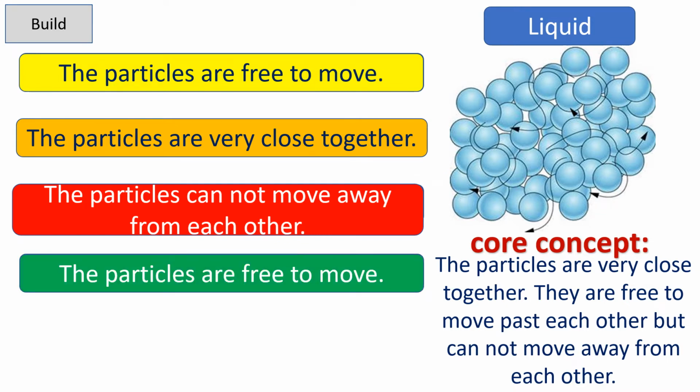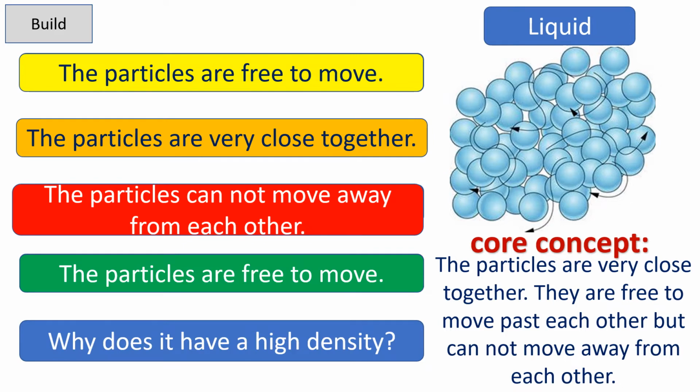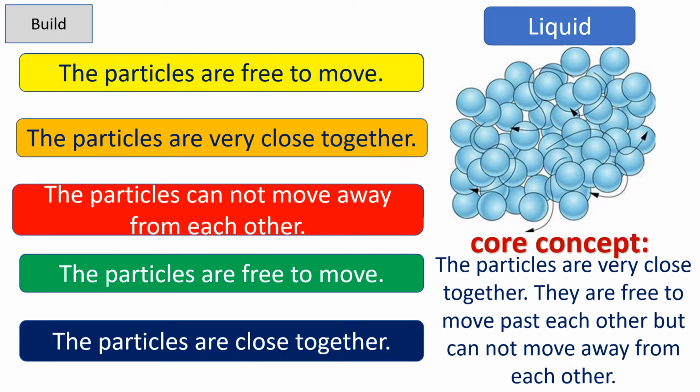Why does it flow? Well, the particles are free to move and they roll around each other and they move around each other and they flow. And why does it have a high density? Again, very similar to solid. These particles are close together, so there is a high number of particles in any given space.